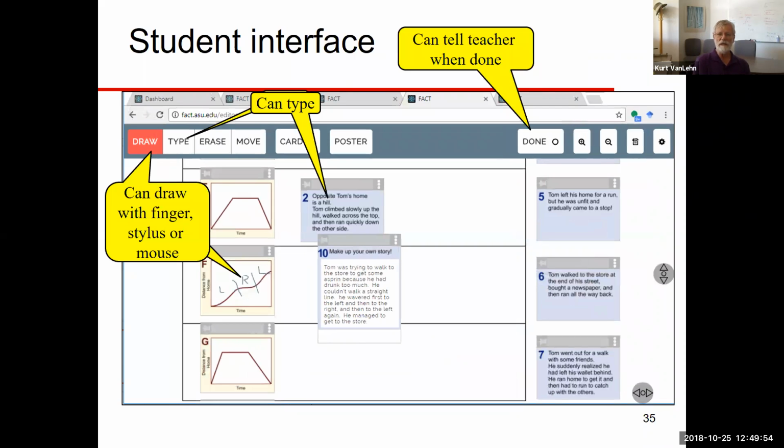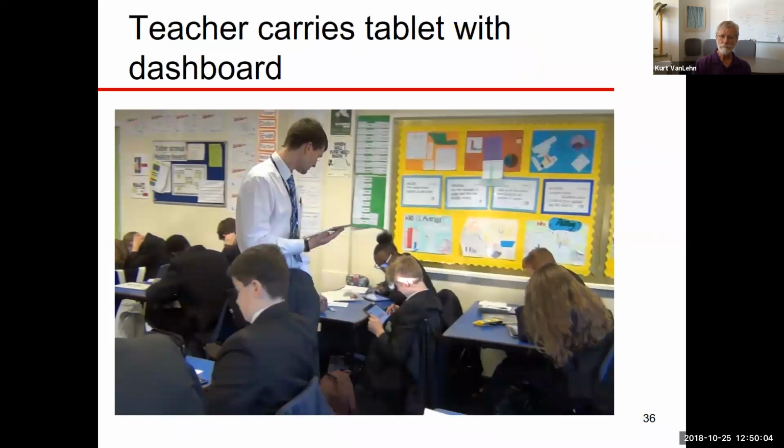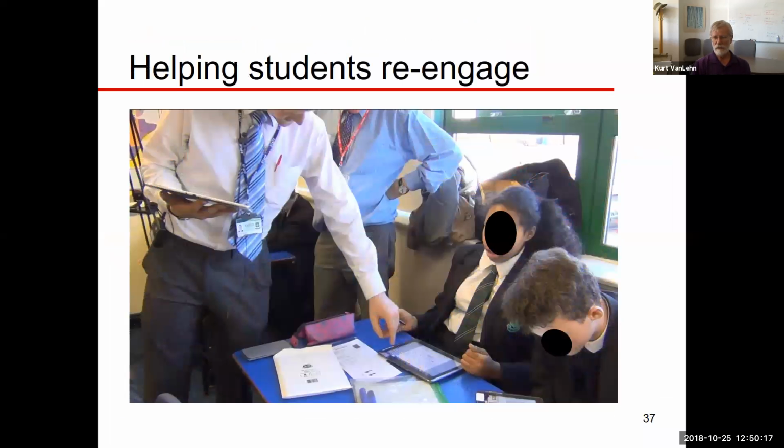Now I get to say that they can draw with their finger or a stylus or a mouse, and they can type. When they get done with this activity, they can press the done button, which turns a signal on in the teacher's dashboard. The teacher carries that dashboard around the classroom on a small tablet, and the teacher then, typically either by visiting a student or by seeing that the student needs help on the dashboard, comes over and talks with the student about their work. Okay, so this is a pair of students who are being talked to by one of the teachers.